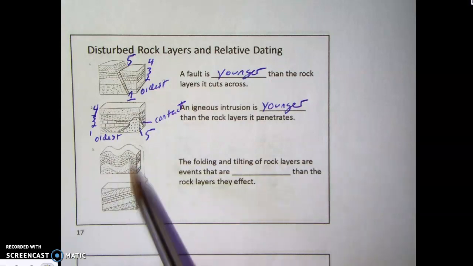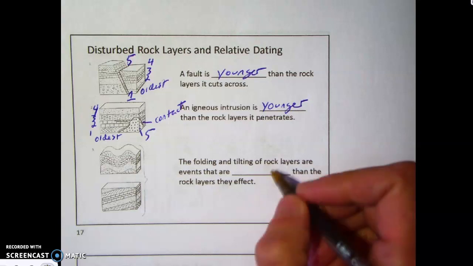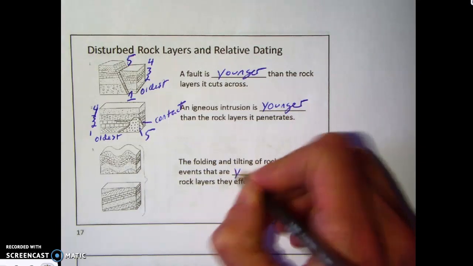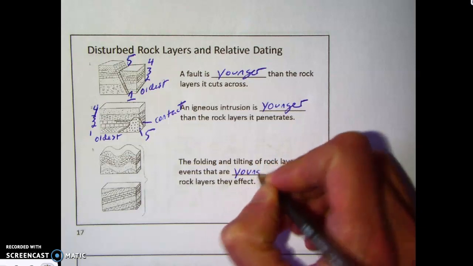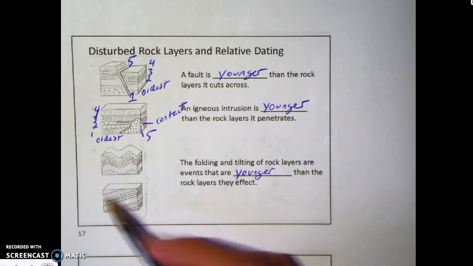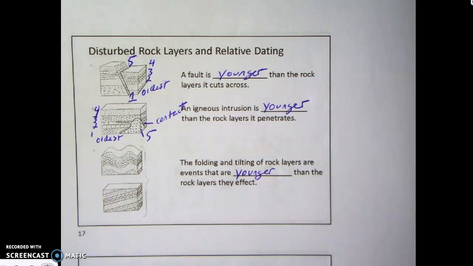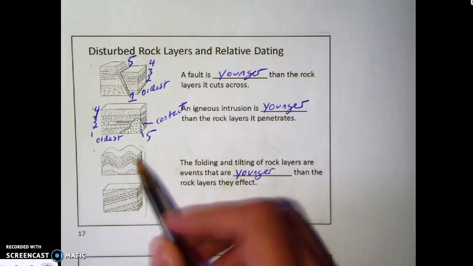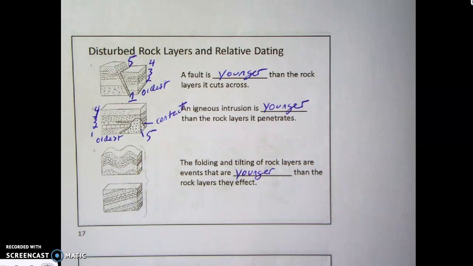Here we have folds and tilts. This is due to tectonic forces. And whenever we have folding or tilting of rock layers, well, that has to be younger, again, than the rocks that were already there. So if the rocks are not tilted or folded, they have to be older than the fold or the tilt. The fold or the tilt is going to be the youngest event in those sequences.